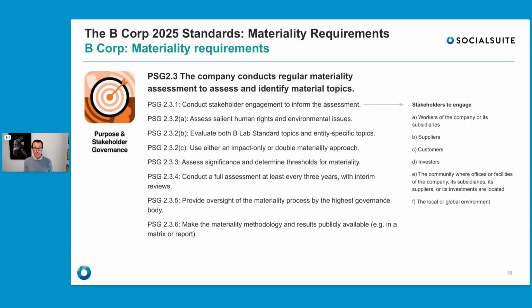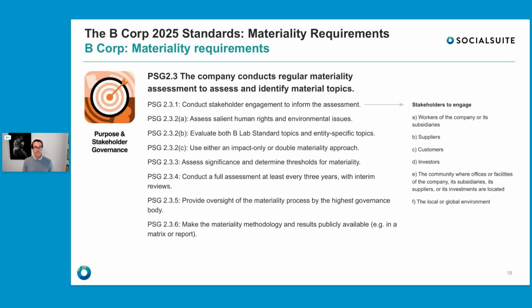And they're very specific about who you need to engage. And this, like I said, goes a little bit above and beyond GRI and ESRS. They also flag you need to engage with stakeholders. GRI is, I think, the most flexible. Under ESRS, they say you need to engage with affected stakeholders. And B Corp says, well, you need to go out, A to F, workers, suppliers, customers, investors, where offices are located, subsidiaries, and the local or global environment. So they really are very specific. And that's at a minimum. There might be more stakeholders that you do want to engage with.